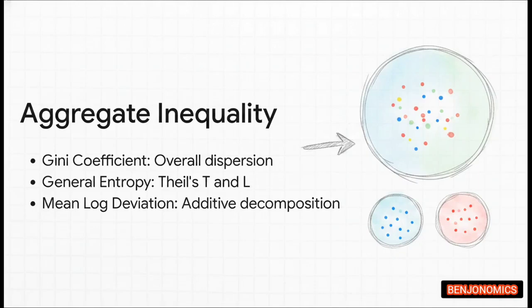Unlike Gini, these GE measures are additively decomposable. Simply put, they let us cleanly slice the inequality pie into categories, completely separating the inequality happening within a specific group from the inequality happening between different groups.